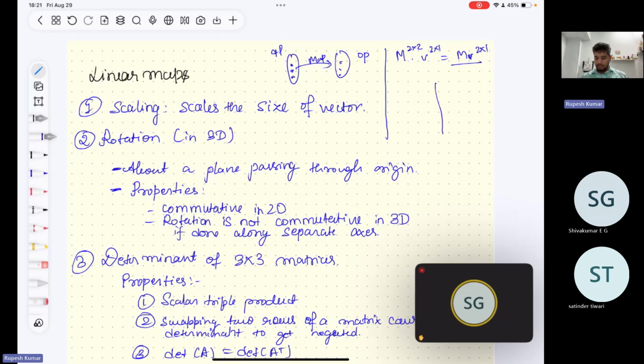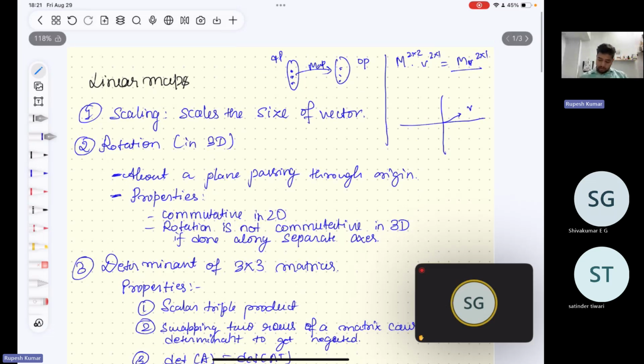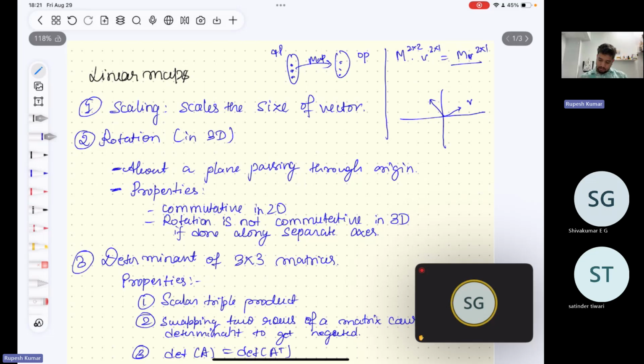So now what does this vector signify? If you look geometrically, let's say this is your Cartesian plane. So initially your vector, let's say, was this V, right? Now you multiply the vector V with the matrix M, and you get another vector, let's say MV, right? So this is our new vector MV. So now what is the meaning of MV? What is the meaning of multiplying M with V? It is basically mapping this vector V to the vector MV, right?